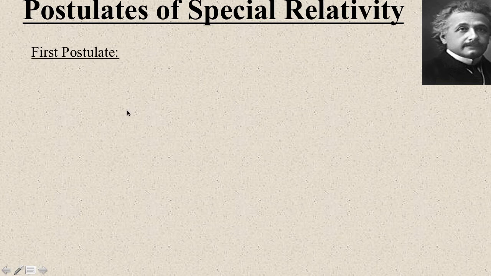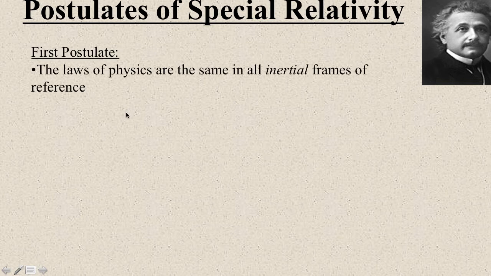The first postulate is that the laws of physics are the same in all inertial frames of reference. So then, what does inertial mean? Well, an inertial frame just means that the law of inertia holds. So the acceleration is zero, right? You're not going in a circle, because that's centripetal acceleration. You're not speeding up. You're not slowing down. You're moving in a straight line at a constant speed. If you are, then all of those frames of reference are the same.